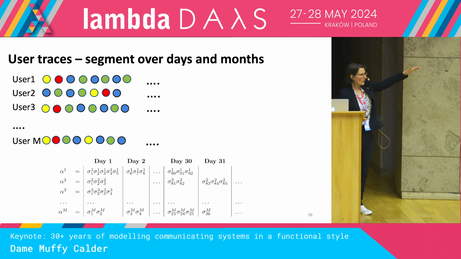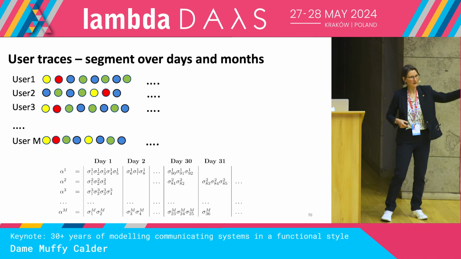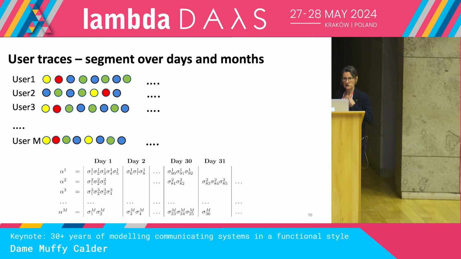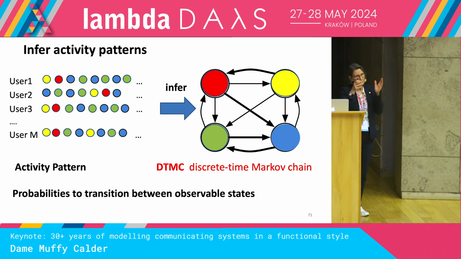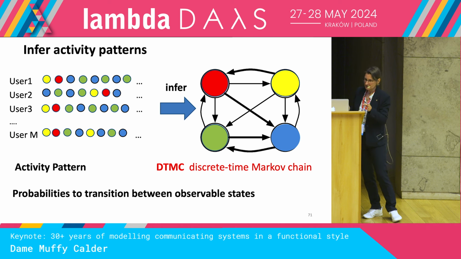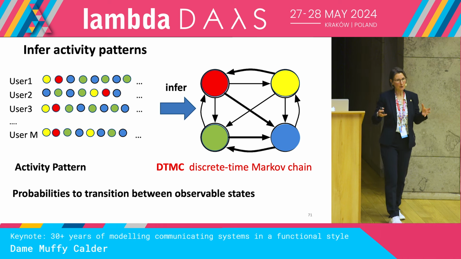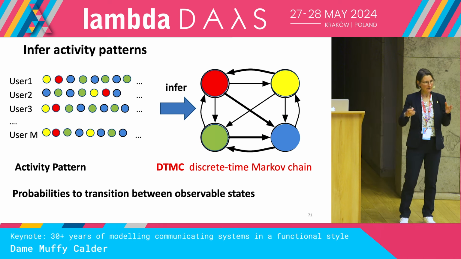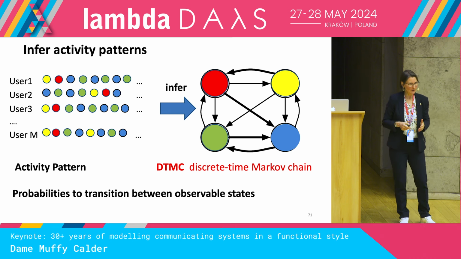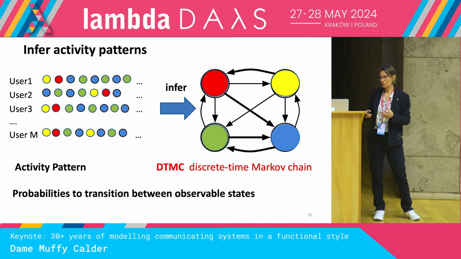And then for all those time series, I can segment them into days. And from those, we infer a discrete time Markov chain, which denotes the probabilities to change state over those traces. Except it's not just one. What we're looking for is what's called admixture.